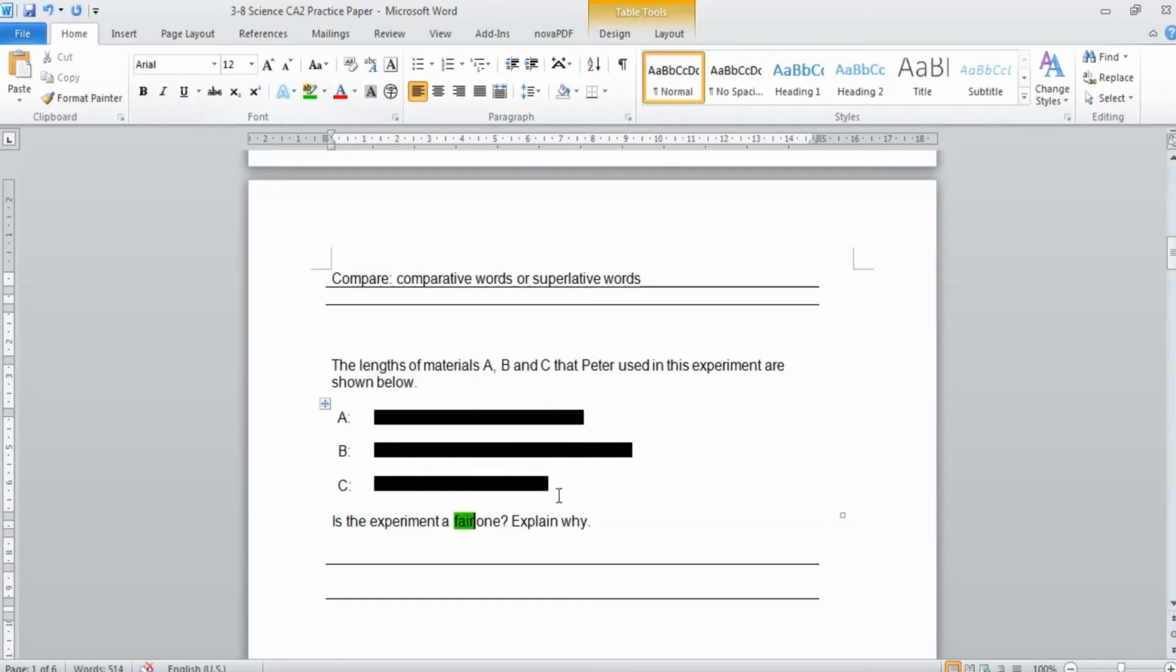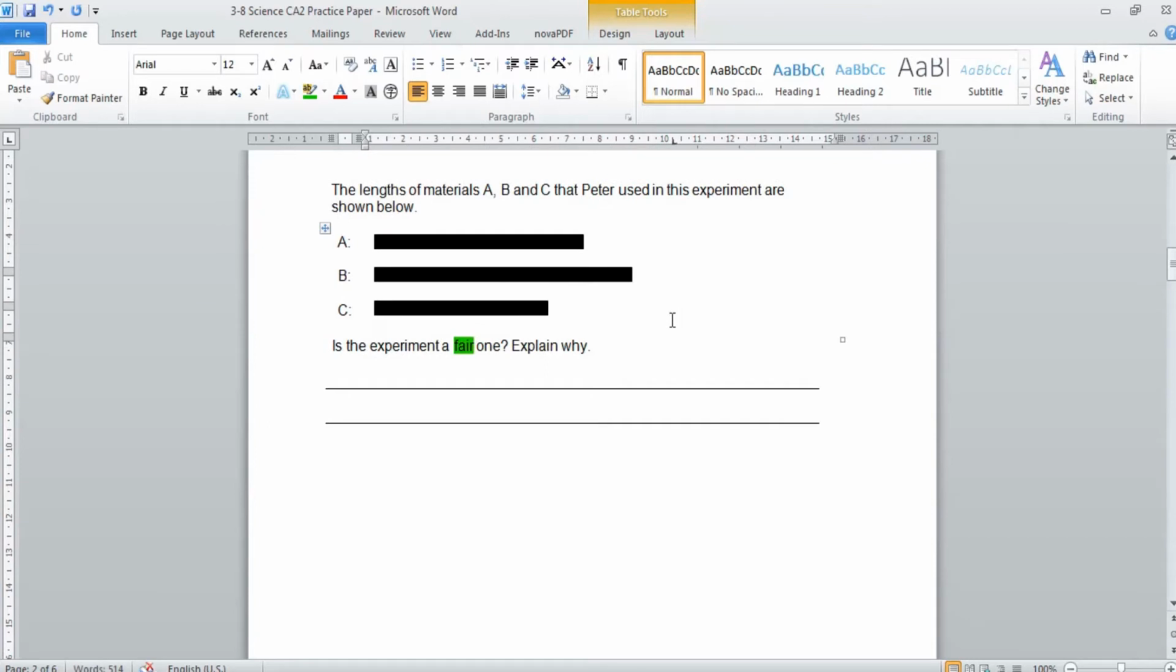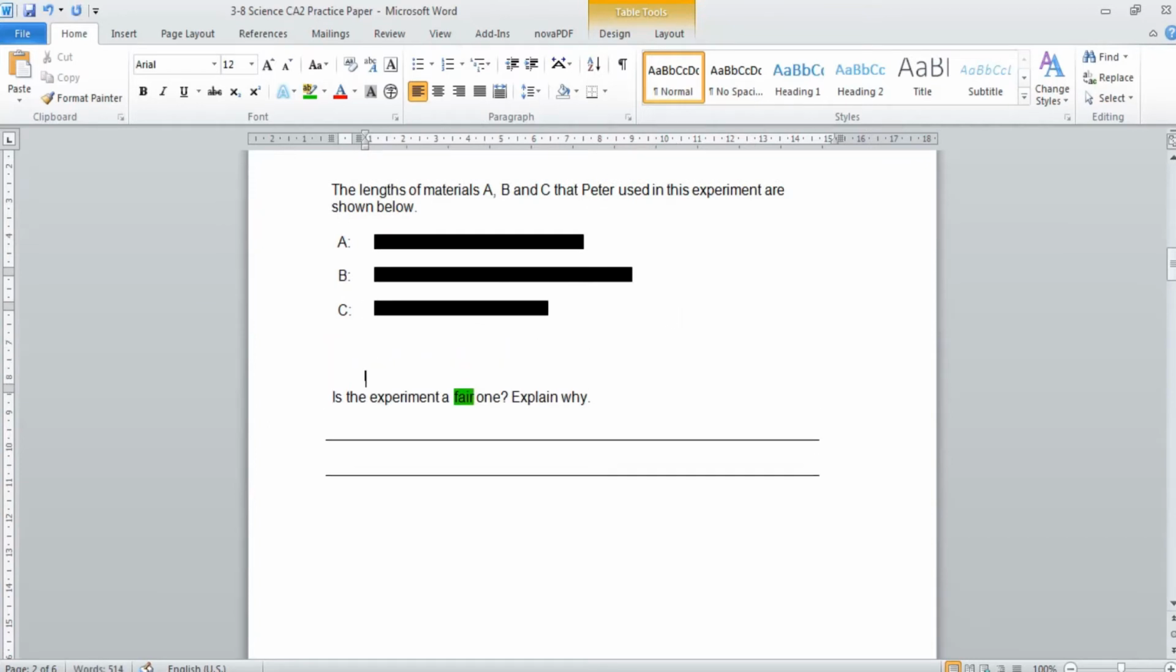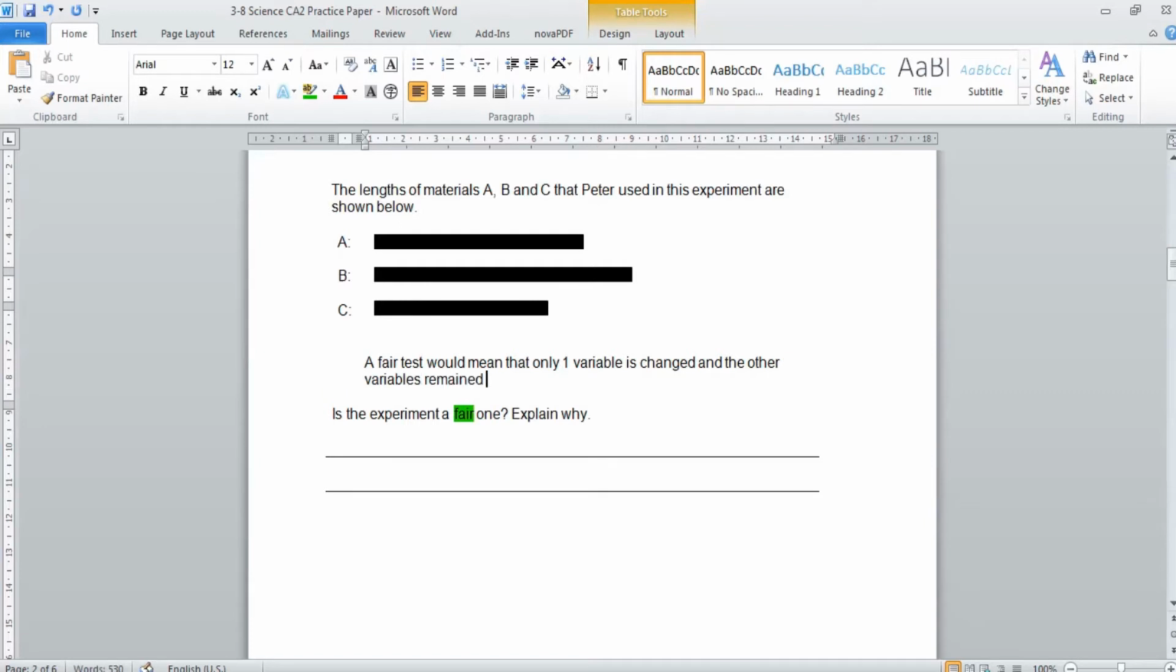Now remember, we talk about fair tests all the time. Let's recall and write it here. What does it mean by a fair test? A fair test would mean that, very good, only one variable is changed and the other variables remain constant, or are kept the same. Okay, so this is the definition of a fair test.